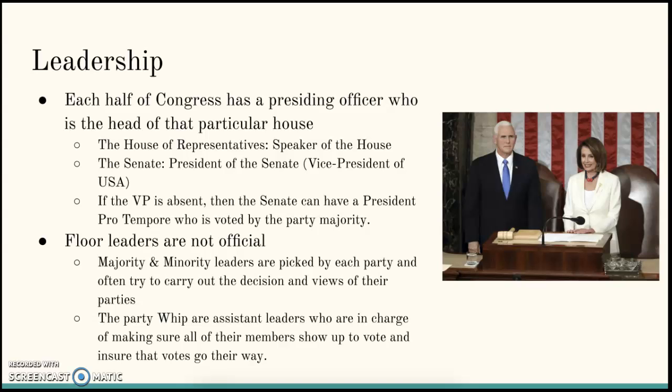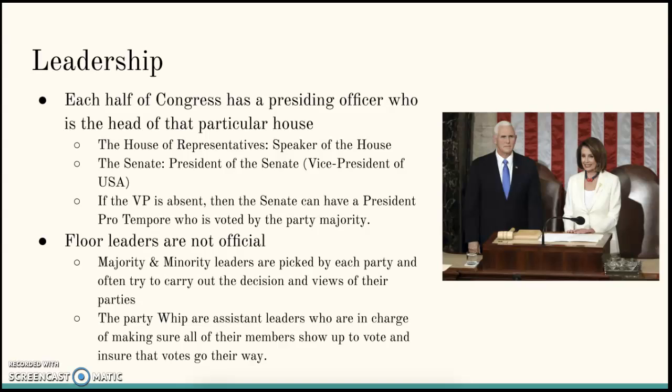After the official leadership that's written in the Constitution, there are what are known as floor leaders. Now, these floor leaders are not official and they don't constitutionally have any power. In both houses, there are majority and minority leaders. These majority and minority leaders are picked by each party and often carry out the decisions and views of their political parties.